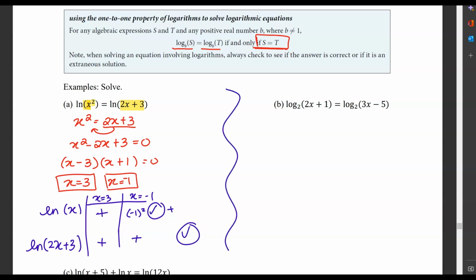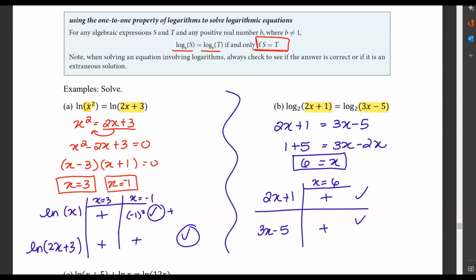All right, go ahead and try B. So for this one, again, I have the base. Those log base 2s are the same, so I can set the insides equal to each other. So I get 2x plus 1 equals 3x minus 5. I end up with x equaling 6. So I just need to check when I plug it in, 2x plus 1. If I plug in 6 there, I do get a positive value, so that works. If I plug in 6 here, 3 times 6 is 18 minus 5. That's also a positive value. So it checks out. Our answer is, in fact, x equals 6.